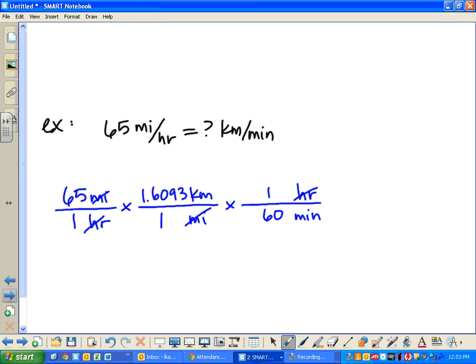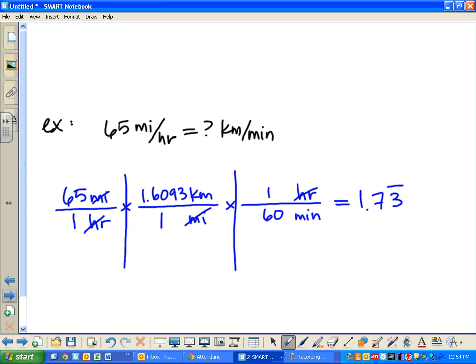Looking at your units, kilometers on top, per minute on the bottom. Now I know I'm ready to go to my calculator and solve. In your calculator, you would take 65, multiply by 1.6093, and then divide by 60. Go through each section at a time. Think of it like in groups like this. Multiply by any numbers on the top, divide by any numbers on the bottom. You can ignore ones. Multiplying and dividing by 1 does not affect your answer. For this one, the answer is, on my calculator, 1.73 repeating.